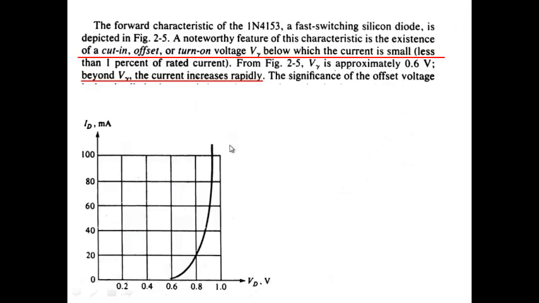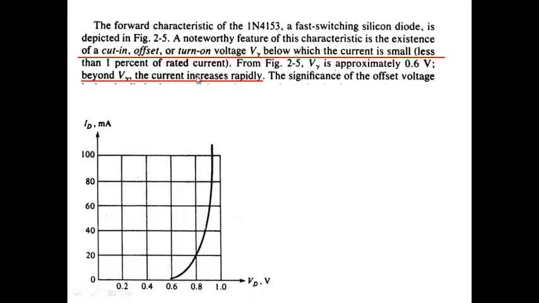If you read in this particular book, the author is plotting the diode characteristics and says, a noteworthy feature of these characteristics is the existence of a cut-in, offset, or turn-on voltage V gamma, below which the current is small. V gamma is approximately 0.6. Beyond V gamma, the current increases rapidly.